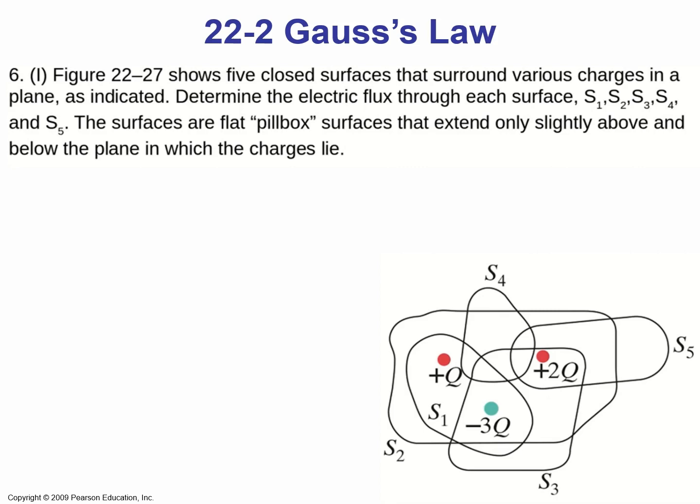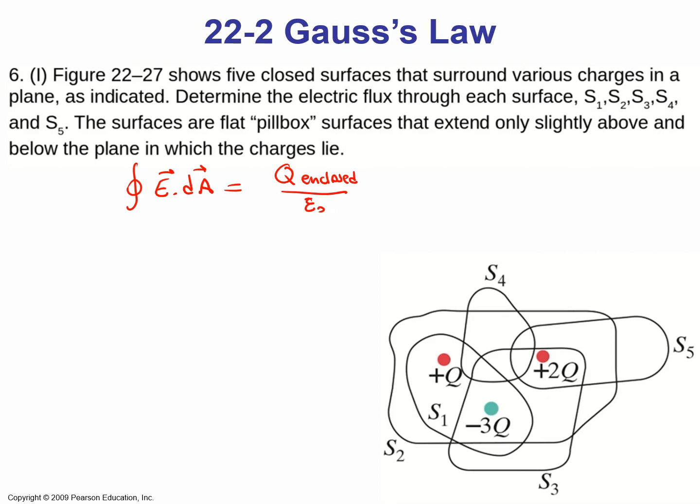Okay? So the net flux, according to Gauss's law, through each enclosed surface is determined by the integral over the closed surface of E dot dA. And that is equal, according to Gauss's law again, to the charge enclosed over epsilon naught. And Q enclosed is the net charge inside that particular surface.